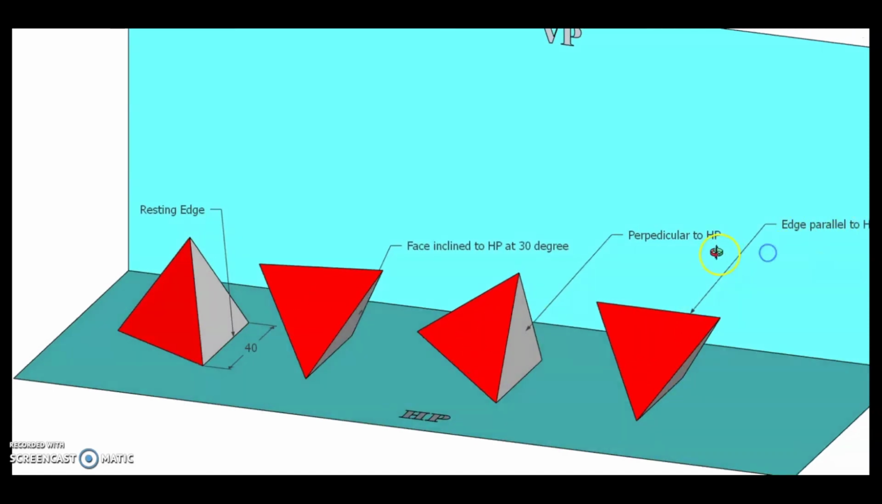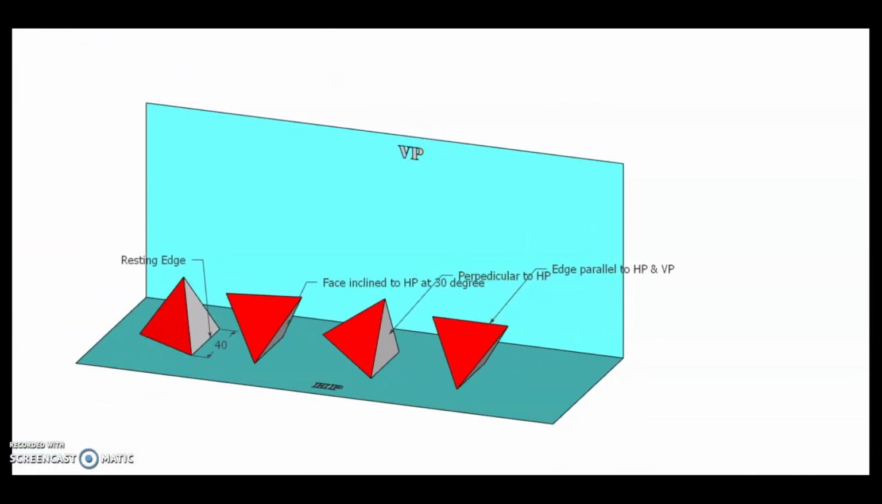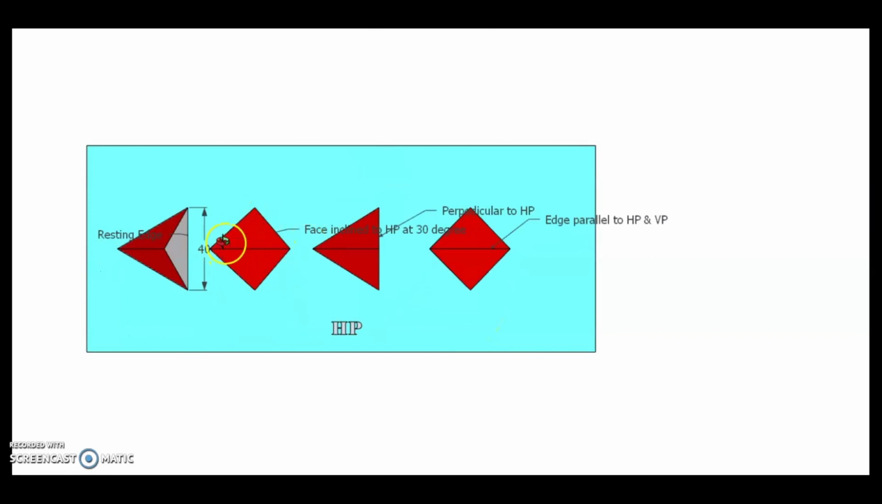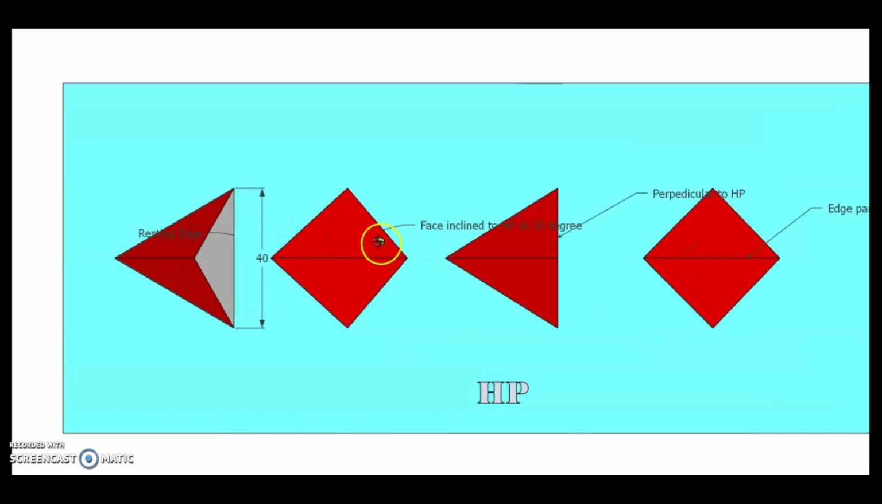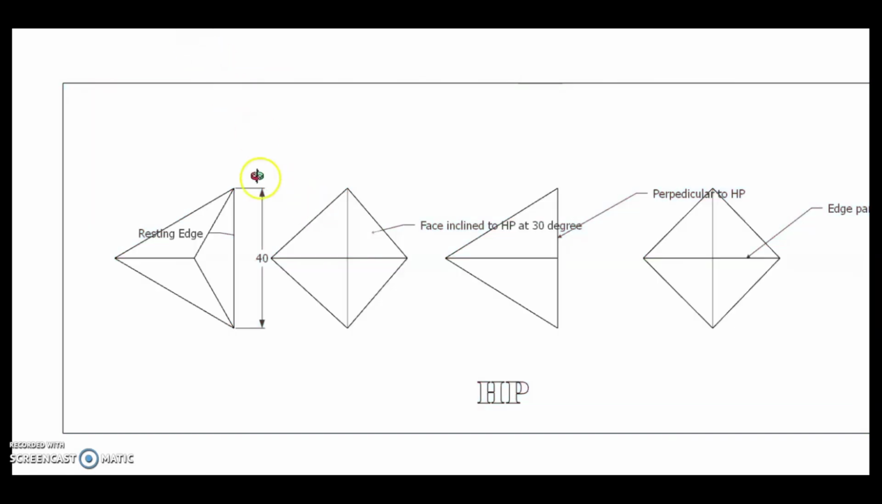In the third case, this slant edge should be parallel to HP as well as VP. So for the front view, all these three conditions are shown. Now the top view will appear like this one. For the first case, it will appear like this one. In this case, this dotted line will be like this one. In the second case, there will be no dotted line, and in the third case, this will be the dotted line.